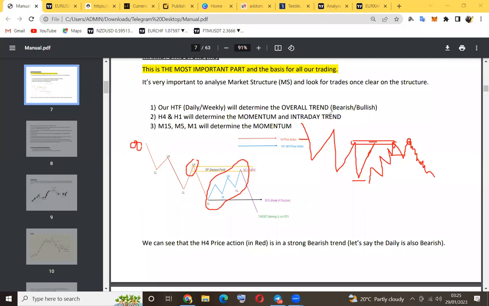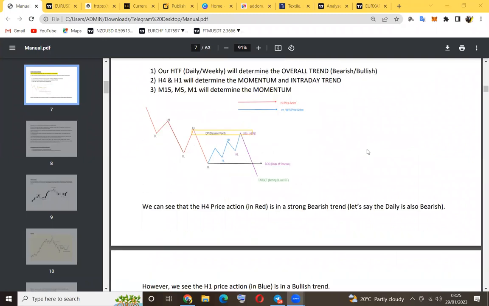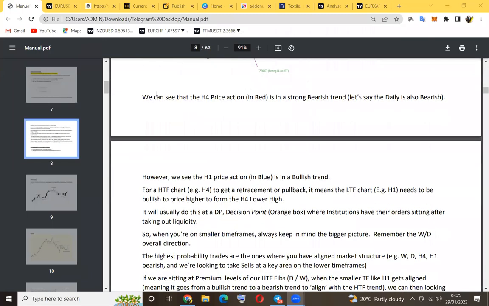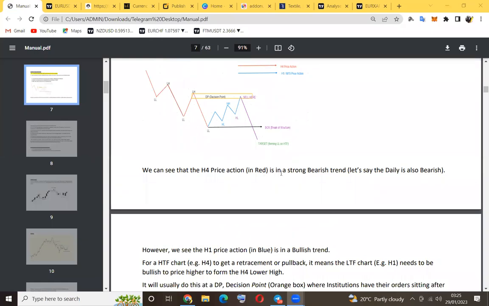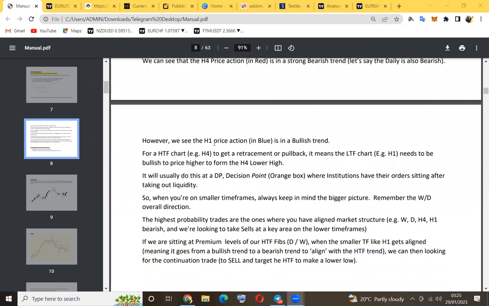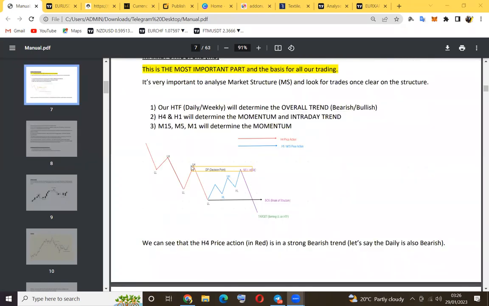So it brings to you the concept of top-down analysis. Very important. We can see that the 4 hour price action in red, as you can see up here, is in a strong bearish trend. Let's say the daily is also bearish. However, we see the 1 hour price action in blue is in a bullish trend. So this 1 hour price action does not correlate with either the daily or the intraday trend, but it's actually a form of pullback, which we can utilize smaller time frames to study and have accuracy in our entries.